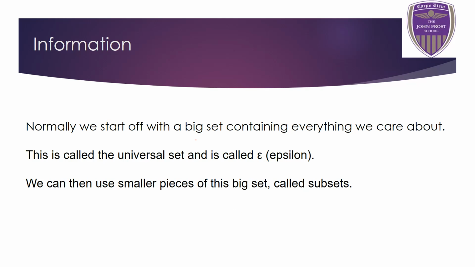Normally, we start off with a big set that contains everything that we care about. This is called a universal set and is called epsilon. This is a Greek letter that we sometimes use in maths. So epsilon will be used for our set that contains everything of use to us. We can then use smaller pieces of this big set, which we call subsets.